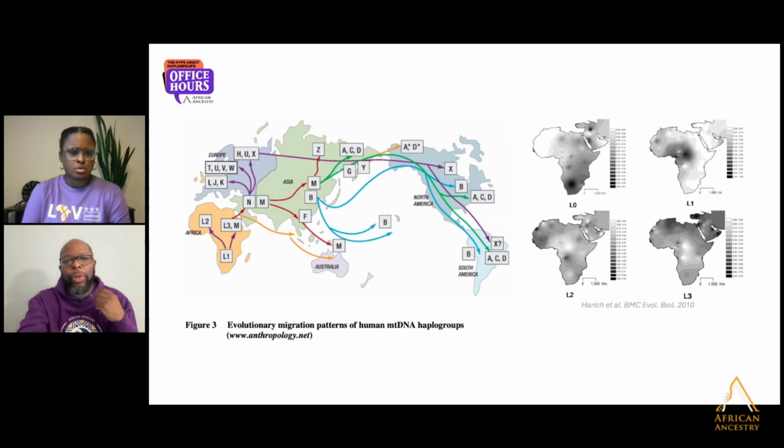A few of you may have seen these haplogroup migration maps, like the map on the left, or the haplogroup distribution maps, like the one on the right. These figures capture what haplogroups are predominantly used for, which is illustrating human migration patterns and continental or regional haplogroup placement. That's just where you might find a haplogroup in a specific region.